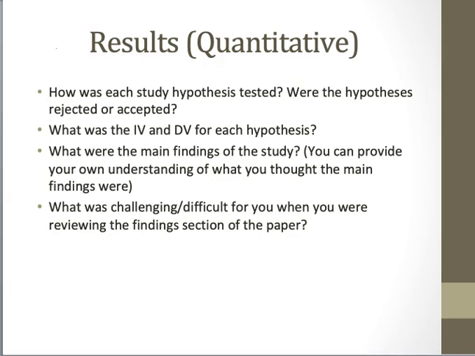For a lot of you, you have picked articles that have complicated analyses, and that's perfectly fine. But I want you to identify what were the most challenging or difficult elements for you when you were reviewing the findings section of the paper. What did you have difficulty understanding, and did the discussion section clarify the results for you? Did the authors do a good job of explaining the results in their discussion and talking about what that means for social work practitioners?